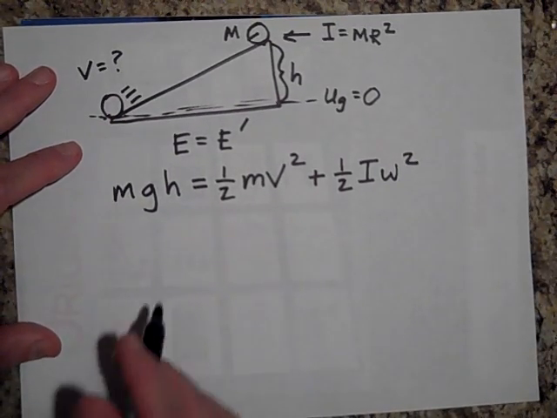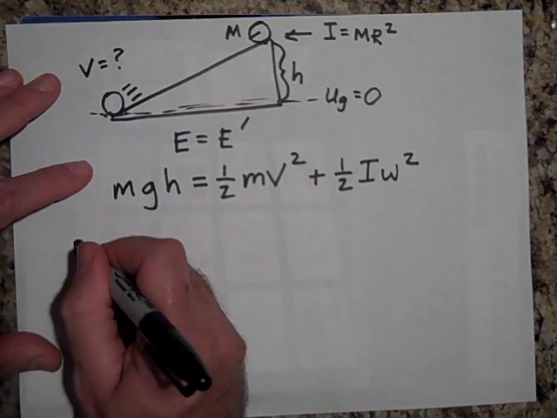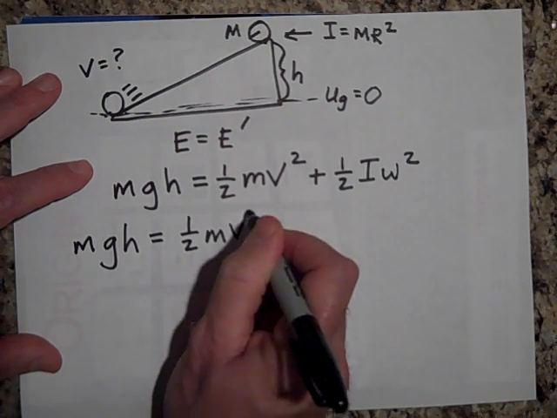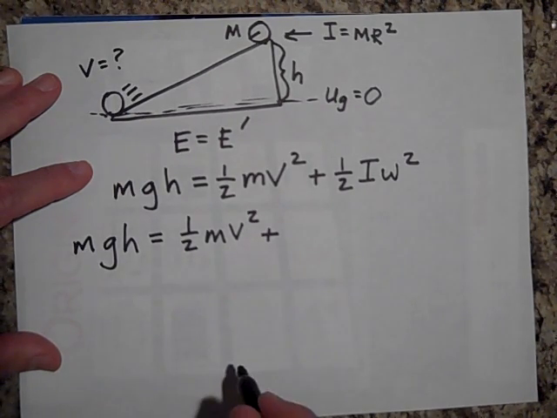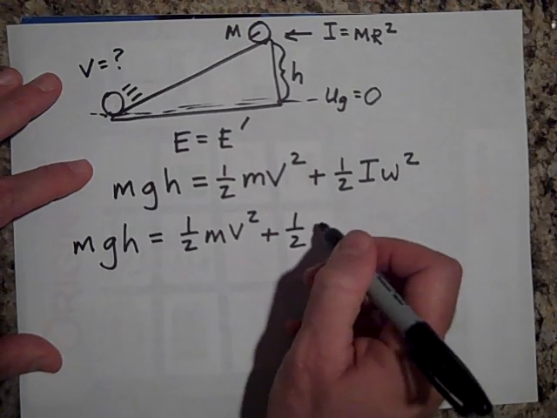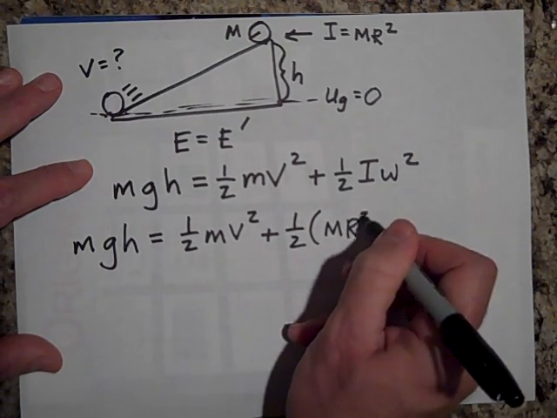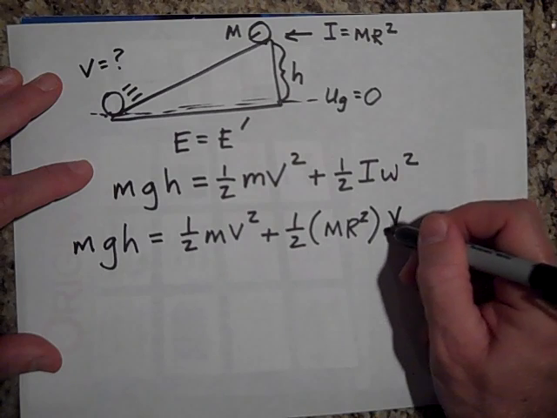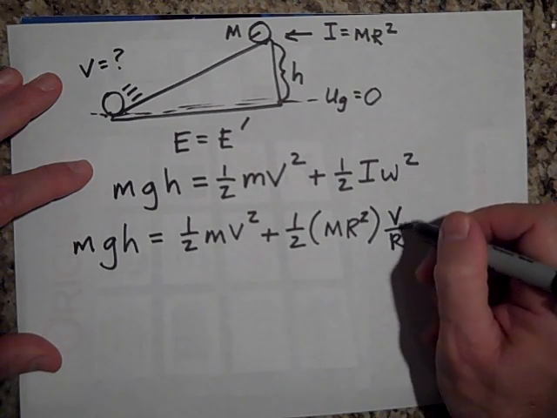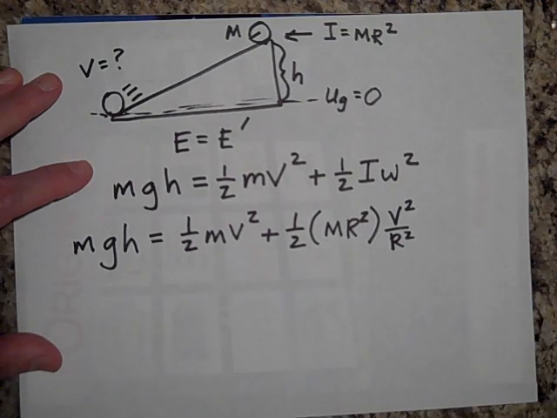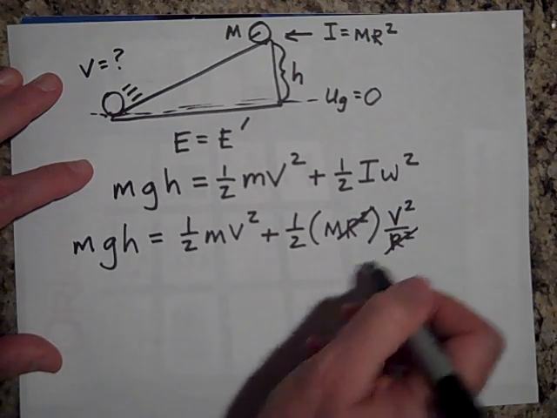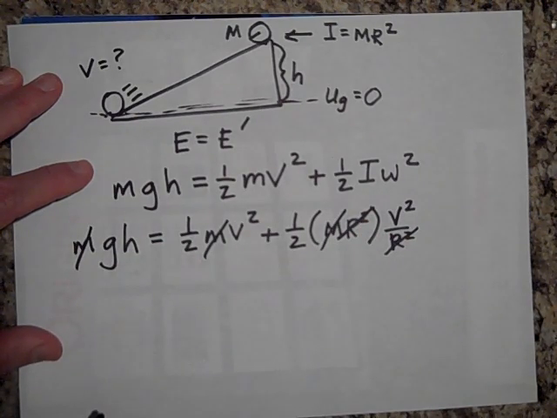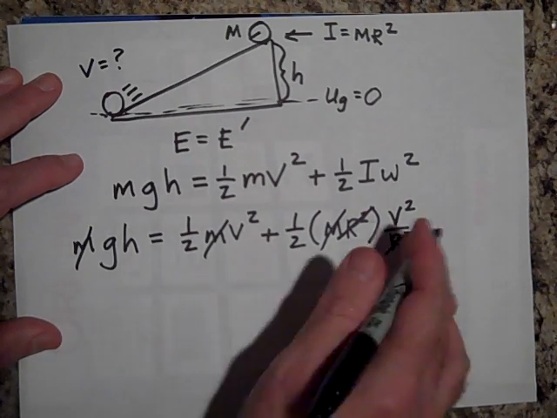Okay, so what can we do then with that I and omega? We're going to simplify this. We'll say mgh is equal to 1/2 mv squared plus 1/2, now I for a hoop is mr squared, and omega, if there's no slipping, I can turn omega into v over r. So that would be v squared over r squared. Okay, we'll cancel that and that. We'll get rid of an m. And maybe what we'll do is we'll multiply every term here by 2.